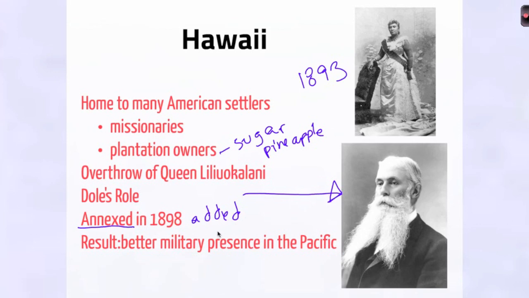And the big result of this is you're going to have better military presence in the Pacific. The whole reason we were there to begin with was that this was a refueling station out in the Pacific. And then it's going to lead to more military presence in the area.